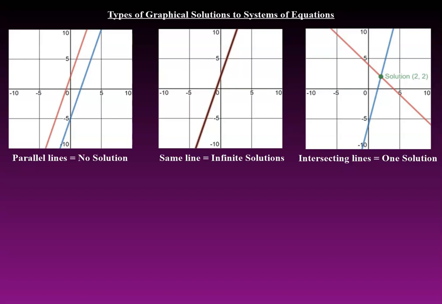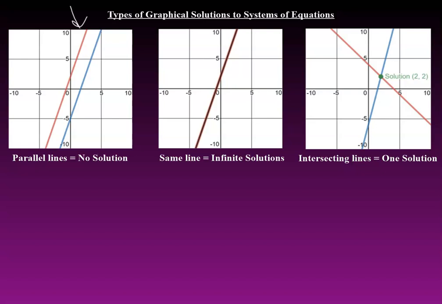Types of graphical solutions to systems of equations. So we have three different types of outcomes. We have the case where our two lines are parallel to each other. A solution is when the lines cross each other, so since they don't cross, there is no solution. So when you have parallel lines, you're going to have no solutions.